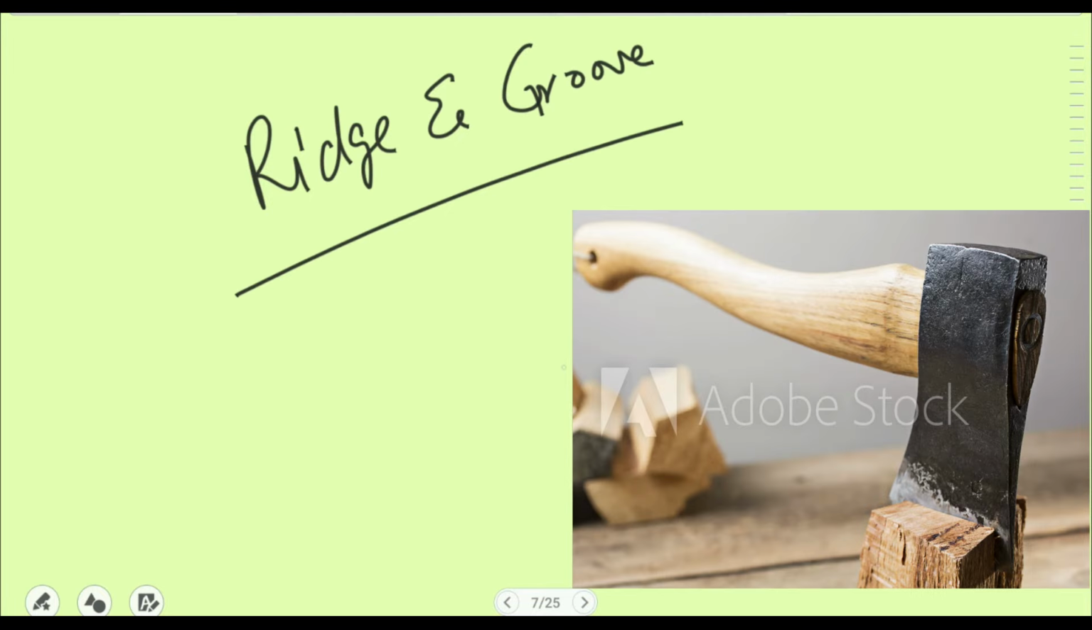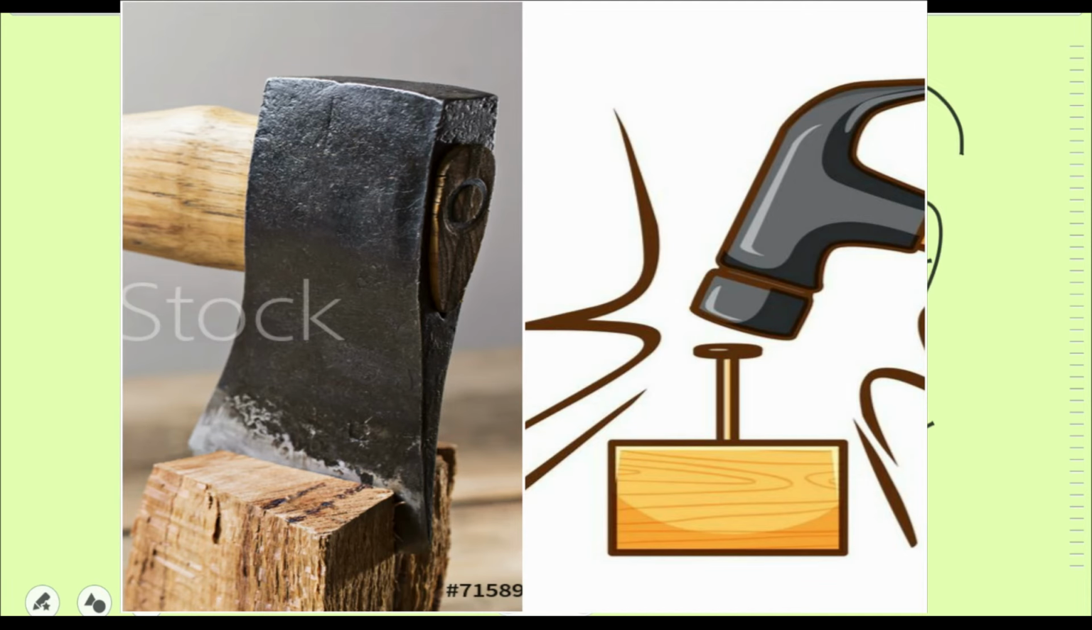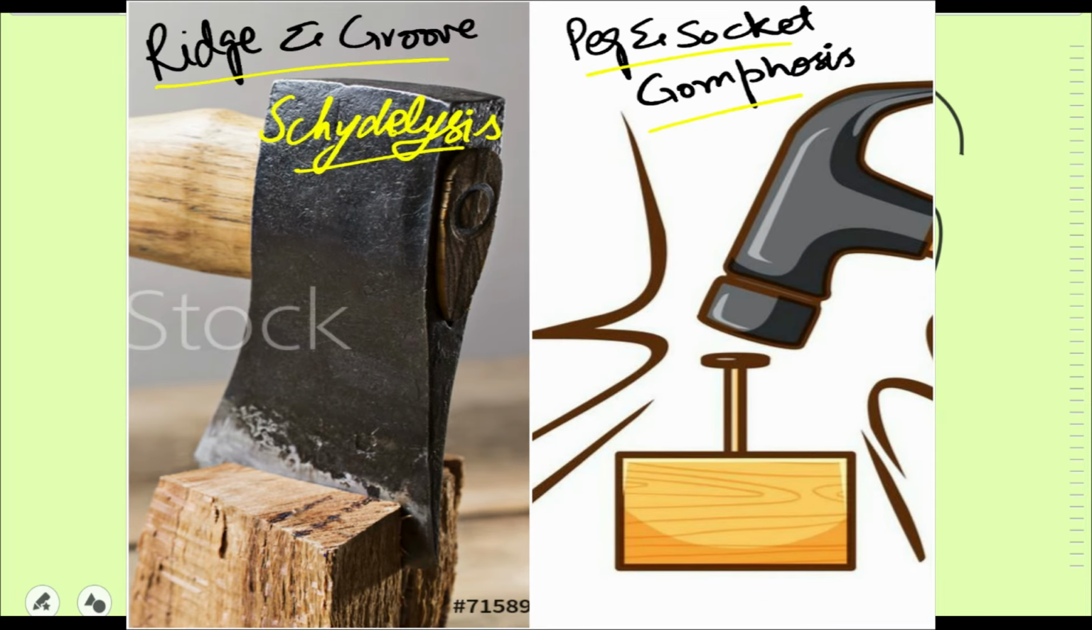This is the example of the ridge and the groove. I will also explain the ridge and groove pattern with the gomphoses, that is peg and socket. So what is the difference? Look at these two pictures and you will easily recognize the difference between ridge and groove type of suture and peg and socket type of gomphosis. Ridge and groove type of sutures and gomphoses, that is peg and socket type of a fibrous joint.